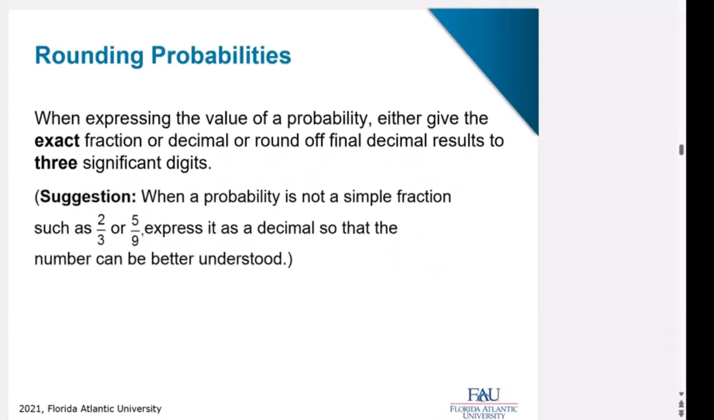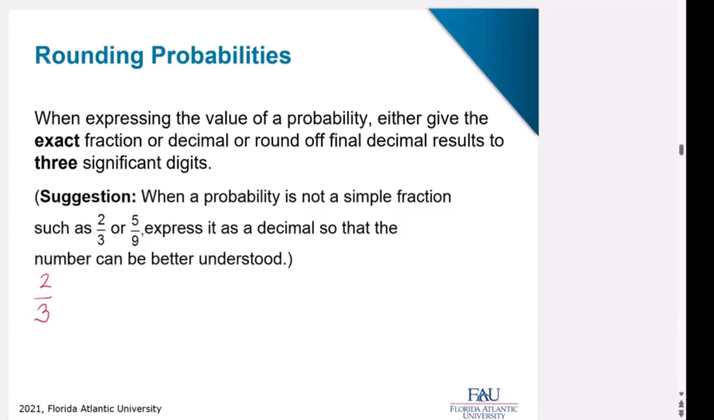When you round probabilities, always read in Pearson underneath the answer. If they say to 3, do it to 3 significant digits. Please use what they say or you'll get it wrong. But in general, when we round probabilities, either give the exact fraction or decimal, or round off final decimal results to 3 significant digits. For example, if I have 2/3, that is an exact fraction.